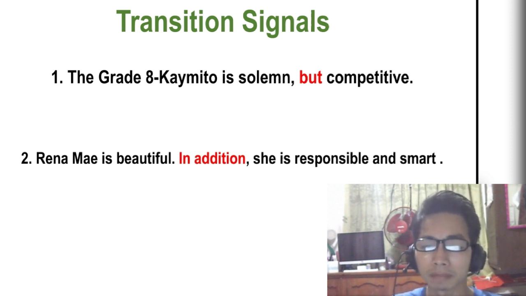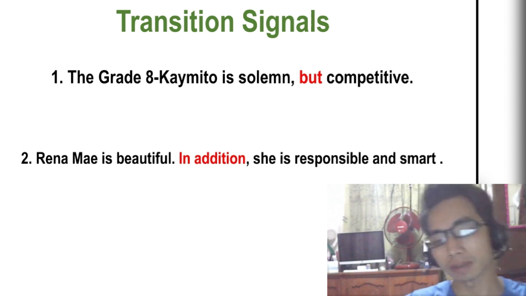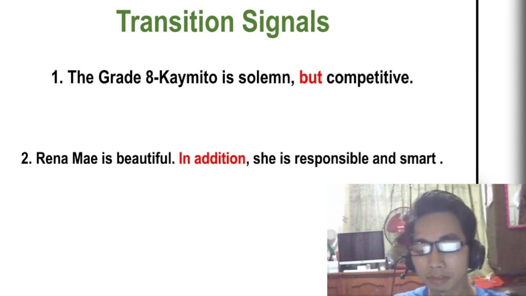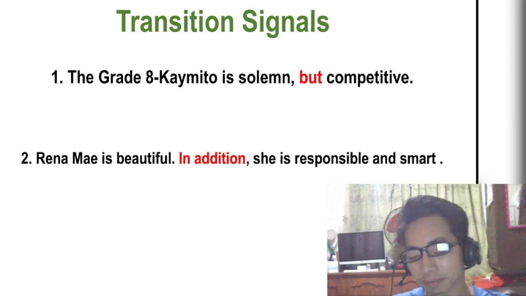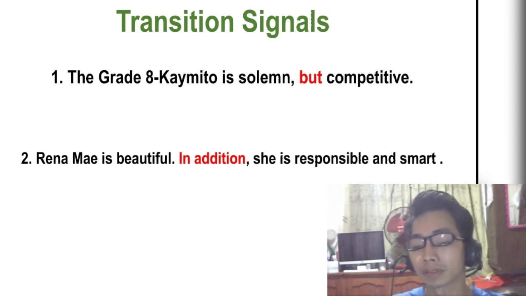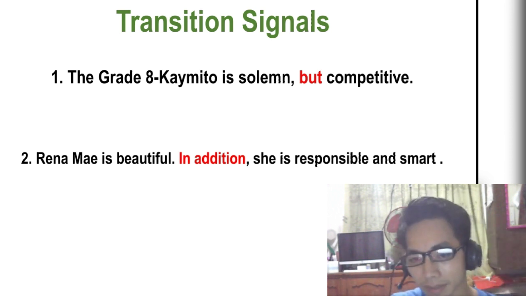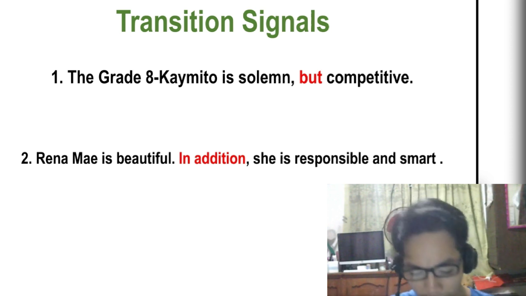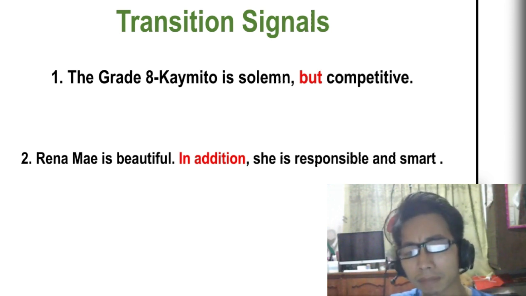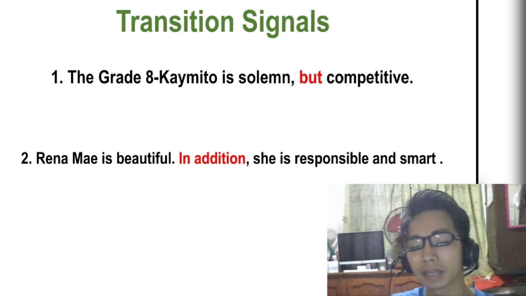Rename is beautiful. In addition, she is responsible and smart. So as you have noticed here, our subject is Rename. First description is she is beautiful. And the red connector, in addition, signifies the second statement, she is responsible and smart. So in addition indicates that the second statement gives another idea of the characteristics of who really Rename is. So it gives additional ideas of who really Rename is. All right, hope you guys understand.